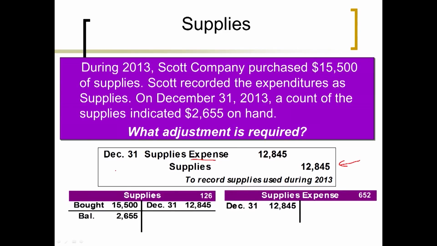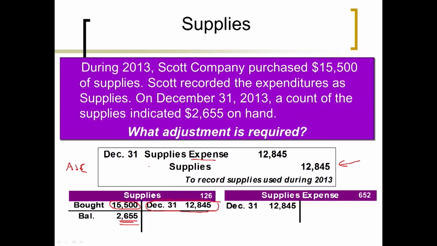If you did a T account, when we bought the supplies, we had $15,500, right? But you check the balance of supplies at the end of the year, and you've only got $2,655. You have to make this AJE that will allow us to credit supplies for $12,845 so that we can show the true amount of the asset of supplies on the books. Does that make sense? So this right here is the AJE that we make. We debit an expense, we credit an asset. Make sense? Okay. Any questions on that?